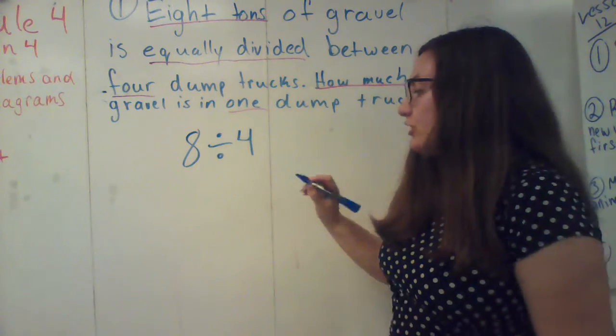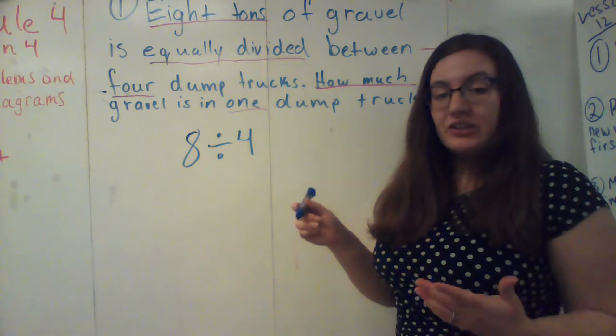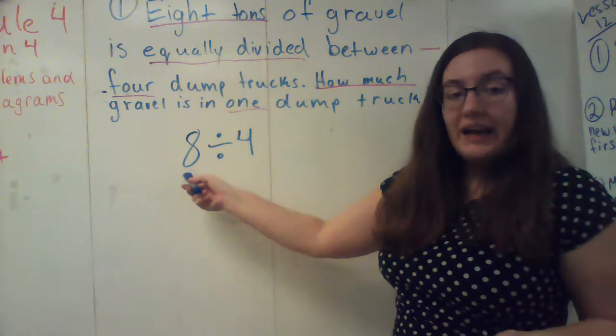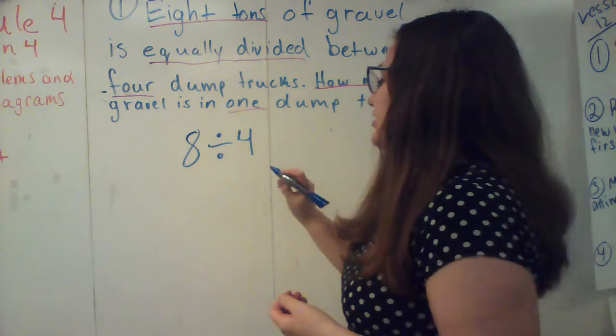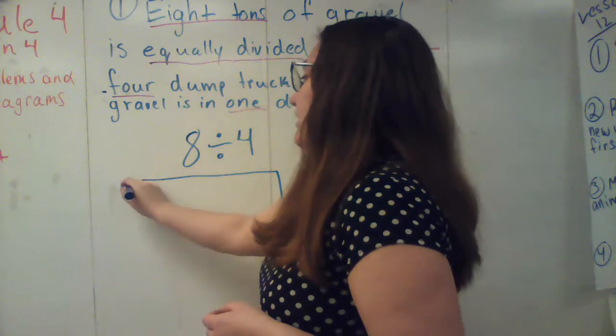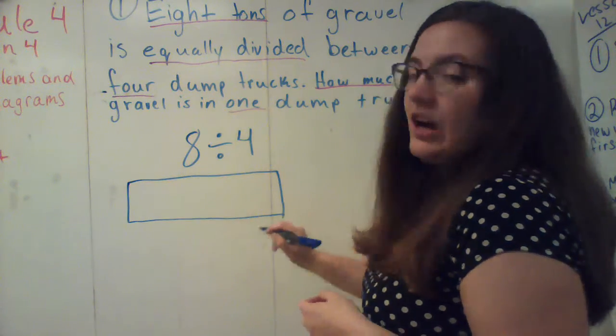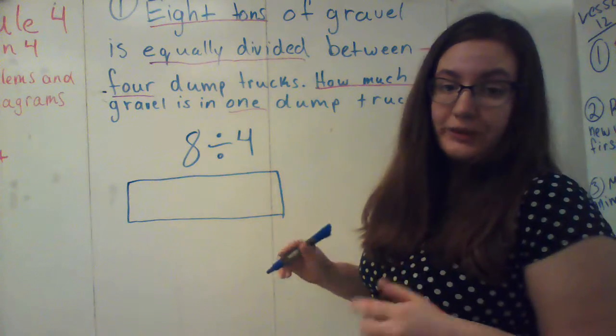So what we're going to do today is create something called a tape diagram, and this is going to be a good thing to use when we have these bigger numbers because it's a little bit easier to visualize. So what I'm going to do is, a tape diagram is like a long rectangle. So draw a long rectangle on your desk or in your notebook as well.